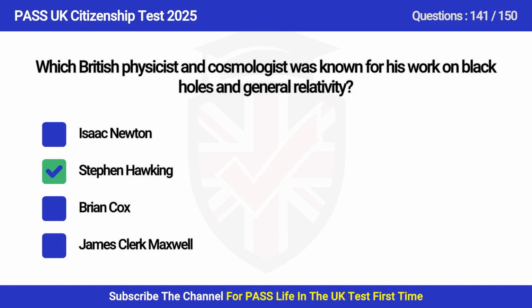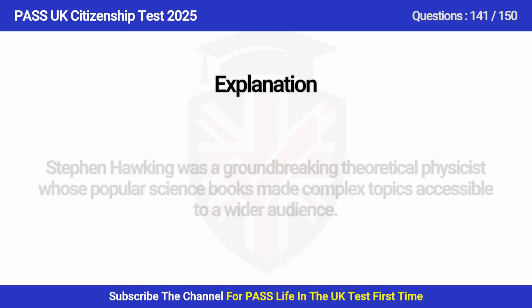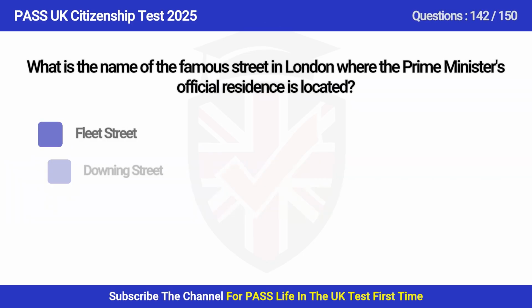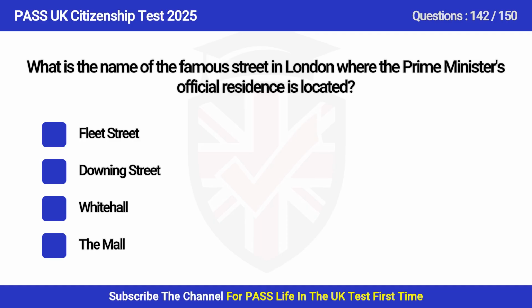Answer is B. Stephen Hawking. Stephen Hawking was a groundbreaking theoretical physicist whose popular science books made complex topics accessible to a wider audience. Question 142. What is the name of the famous street in London where the Prime Minister's official residence is? A. Fleet Street, B. Downing Street, C. Whitehall, D. The Mall.